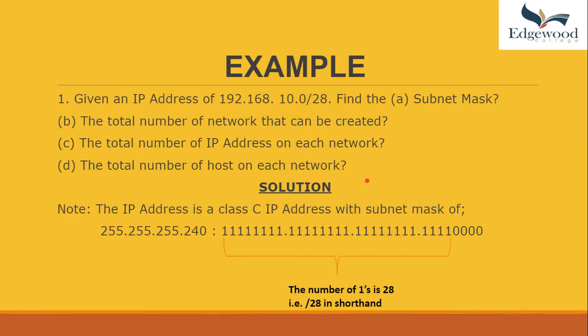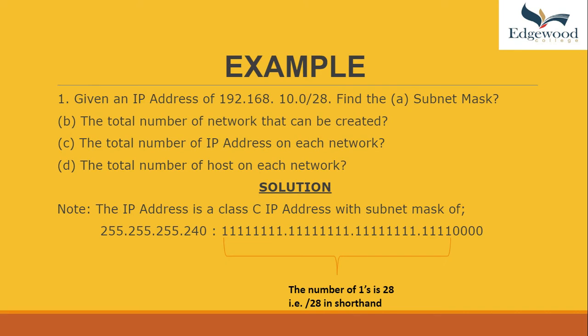Now look at this. We want to solve an example now. This is an example given. We are given an IP address of /28, and we're asked to find the subnet mask, the total number of networks that can be created, the total number of IP addresses on each network, and the total number of hosts on each network. The first thing we are going to do is to find the subnet mask. This kind of IP address, 192.168.10.c, is a class C IP address. So /28 from our CIDR table is 240.